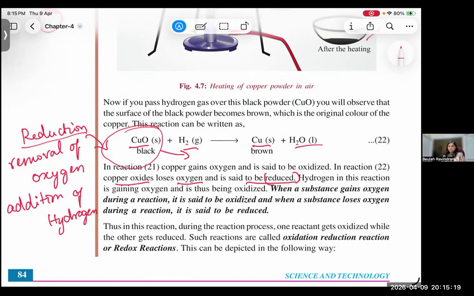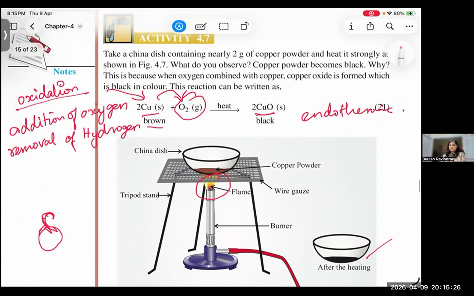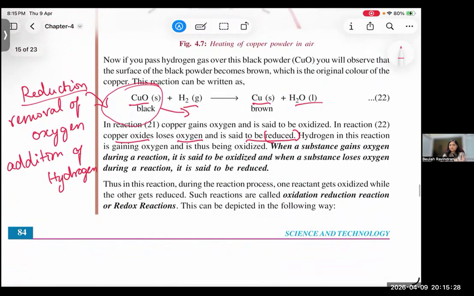Can you understand? If both are combined, then it might be reversible. Yeah, that's true because it's not chemical. Yeah, it's physical. So it is redox, both combined in one reaction. That is a redox reaction. So one reactant gets oxidized while the other gets reduced.